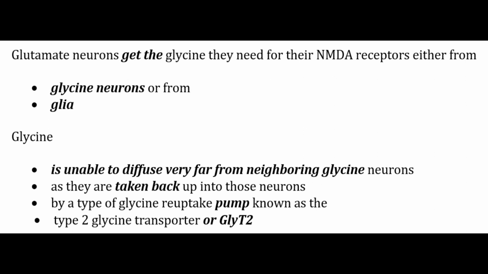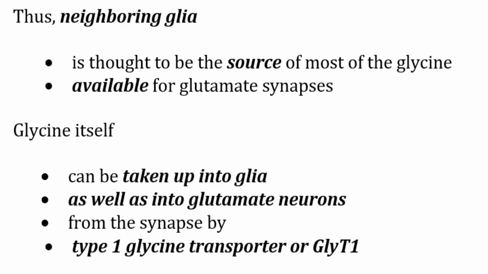glia. Now the glycine is unable to diffuse very far from the neighboring glycine neurons, as they are taken back into those neurons by a type of glycine reuptake pump known as the type 2 glycine transporter, or GLYT2. Thus, the neighboring glia is thought to be the source of most of the glycine available for glutamate synapses.